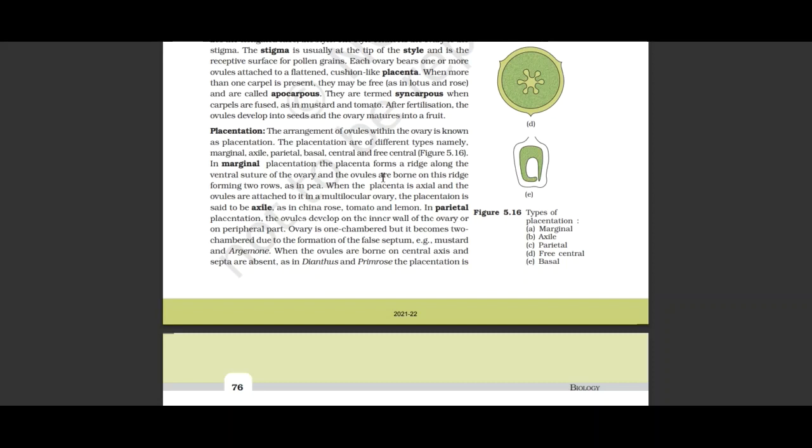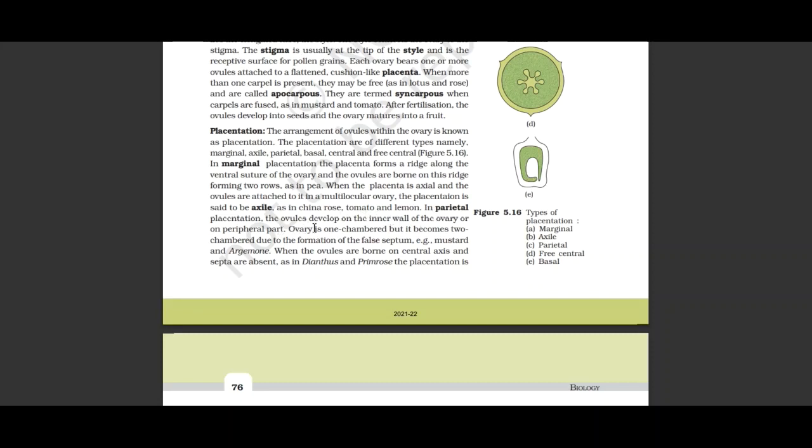In marginal placentation, the placenta forms a ridge along the ventral suture of the ovary and the ovules are borne on this ridge, forming two rows, as in pea. When the placenta is axial and the ovules are attached to it in a multilocular ovary, the placentation is said to be axial, as in China rose, tomato, and lemon.